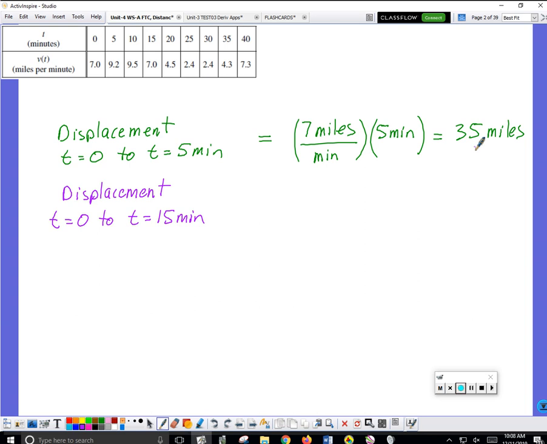Or I don't have to even know the positions at all. I just need to know, how is my position changing? This tells me how my position is changing. It says every time a minute goes by, my position is 7 miles more to the right. And so if I know how much time goes by, I don't have to know where I was at all. I can tell you my position changed by this amount.